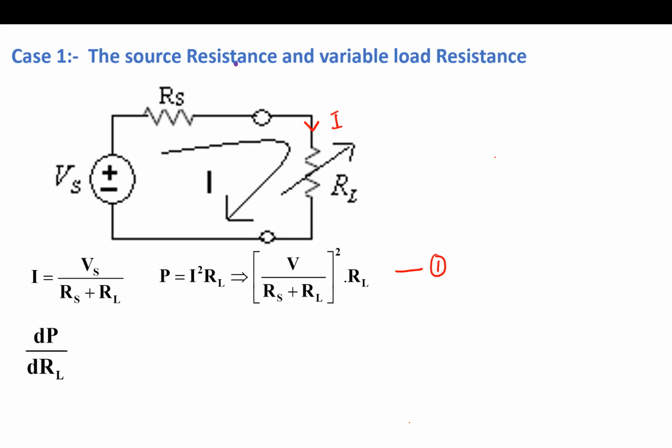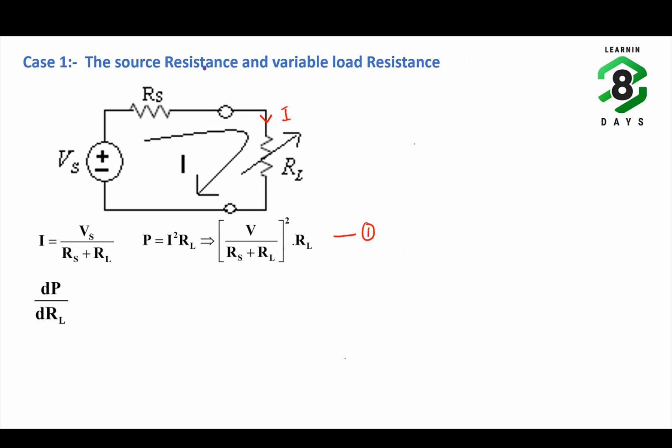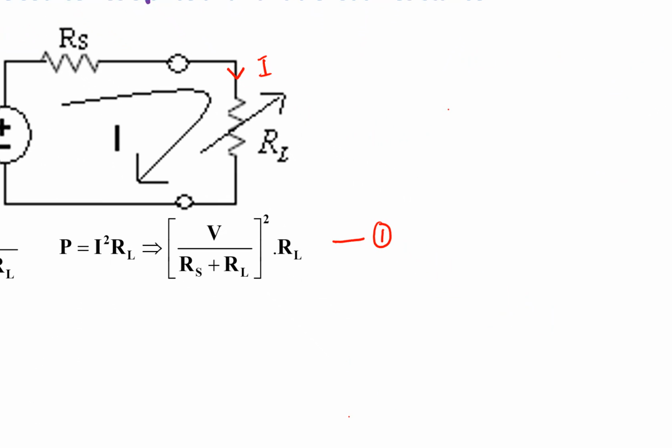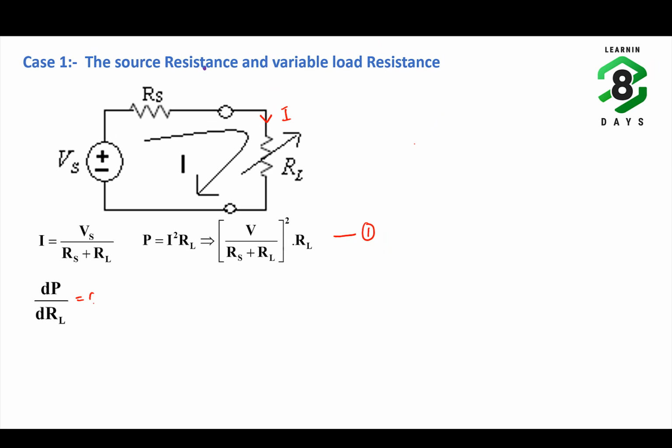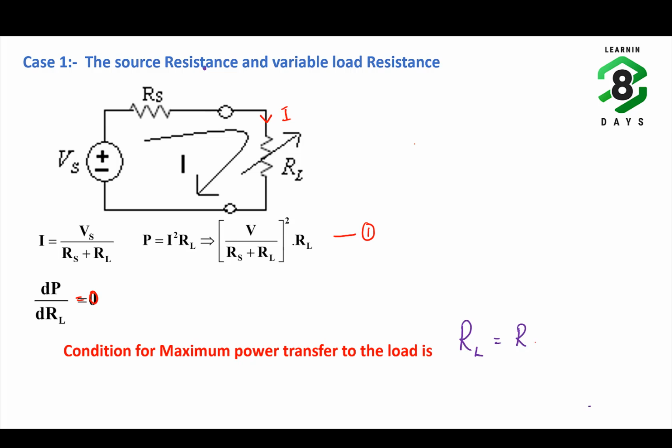So the condition for maximum power transfer is that if you differentiate with the variable RL, the first derivative should be equal to 0. This is the condition for maxima. If you do this, then the condition for maximum power transfer obtained is that your RL should be equal to Rs.